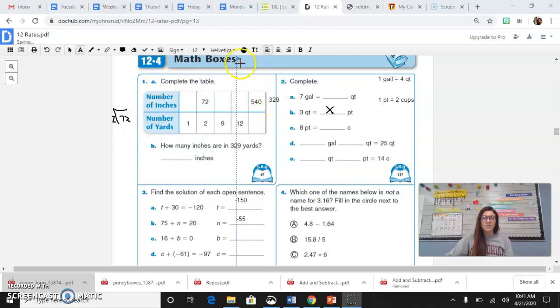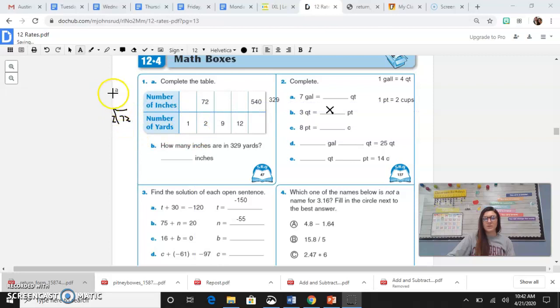So for number 1, we've been working on our rate tables for this chapter. So these are kind of like our input-output tables. You are trying to find the rate per whatever you're finding, and it's kind of like finding the rule. So for the first one, we don't know what the number of inches is for 1 yard, but we know what it is for 2. So if I take 72 inches divided by 2, that will give you your answer up here.